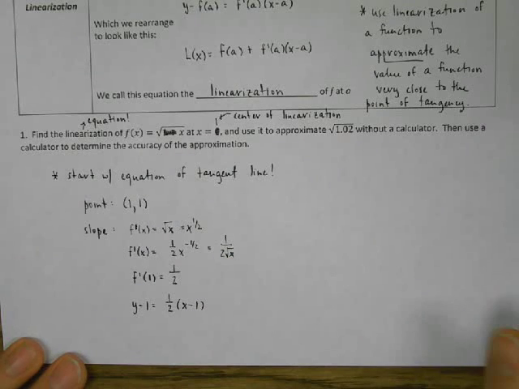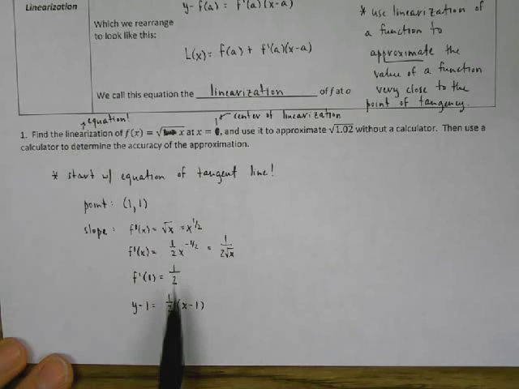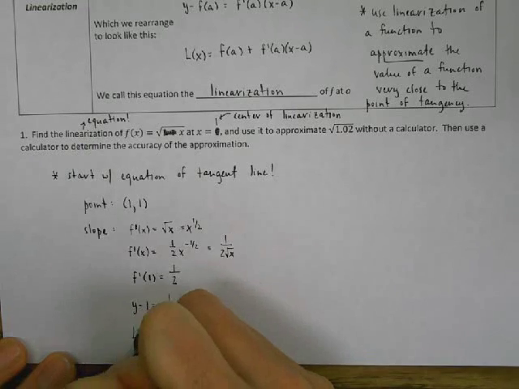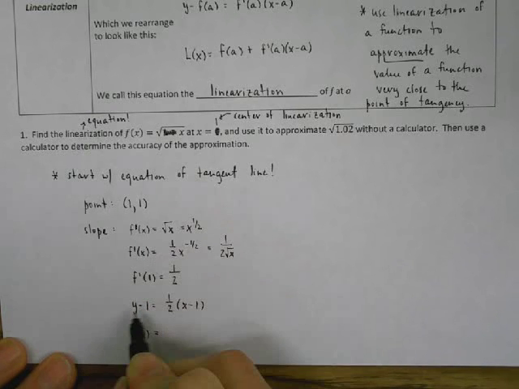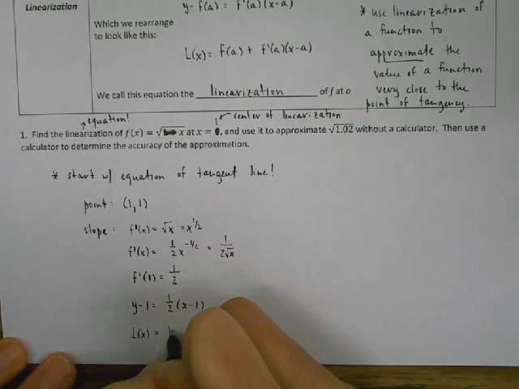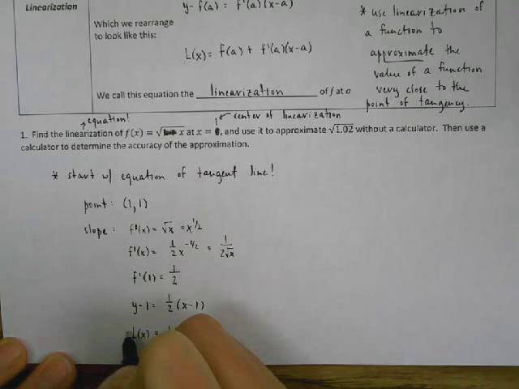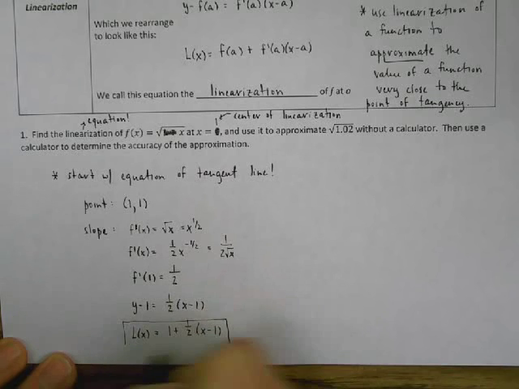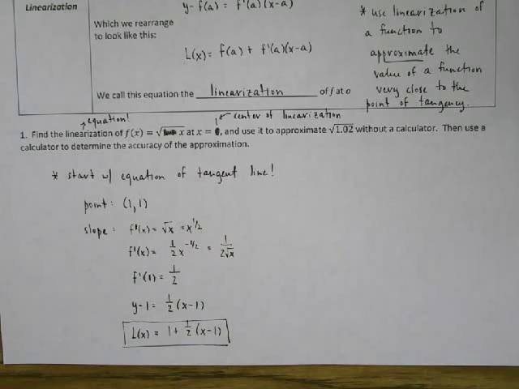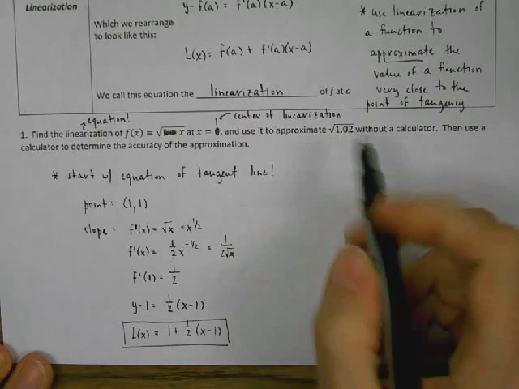So to get our linearization, our equation, remember we're just rewriting this formula. So we call this L of x. My 1 gets moved over, so now I have 1 plus 1/2 times x minus 1. So that's our linearization. So now we're going to use that to approximate the square root of 1.02.